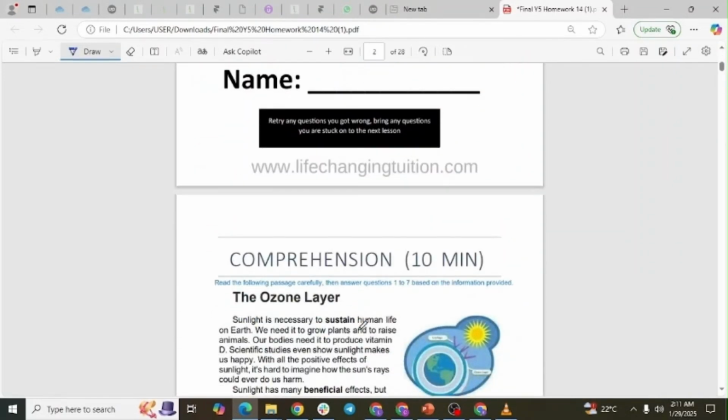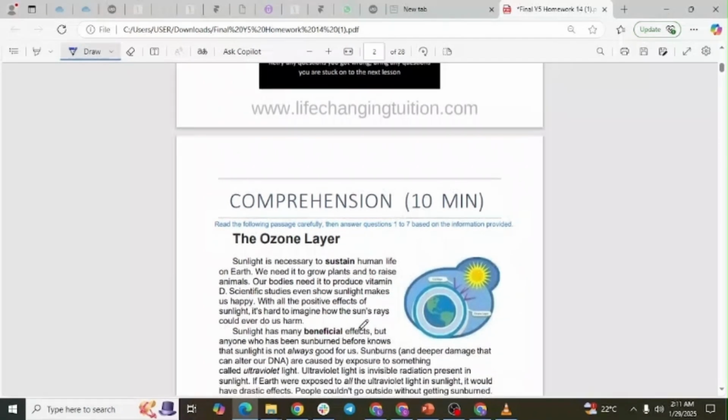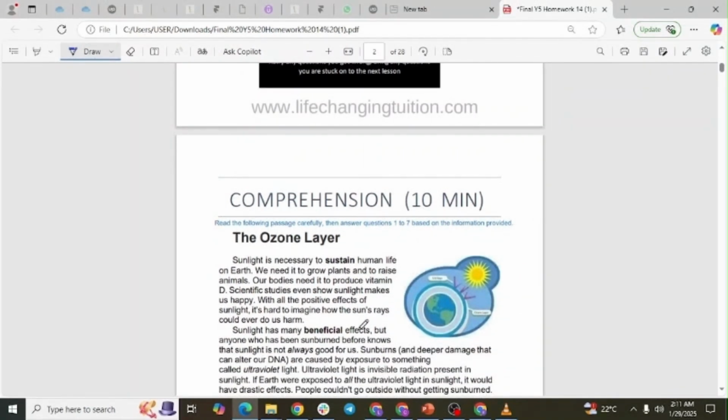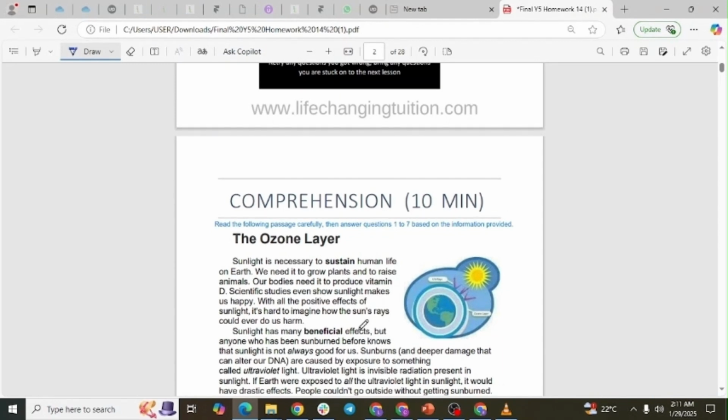Instructions. Read the passage carefully. It explains why sunlight is vital, how ultraviolet light can be harmful, and the role of the ozone layer in protection. It also discusses the thinning of the ozone layer and steps taken to help it recover. After reading, respond to questions 1 through 7.